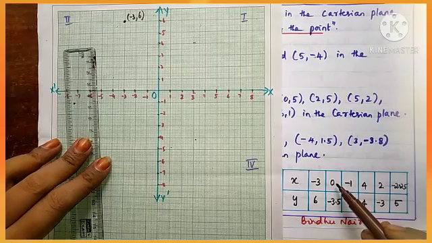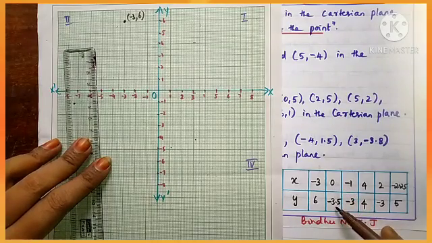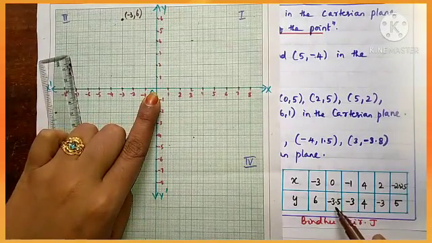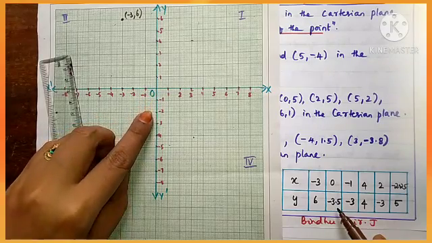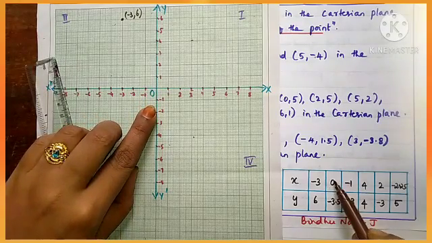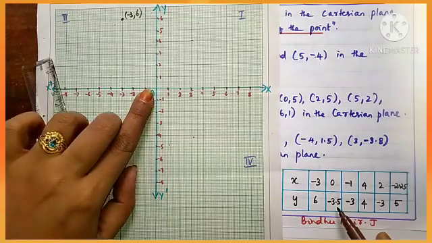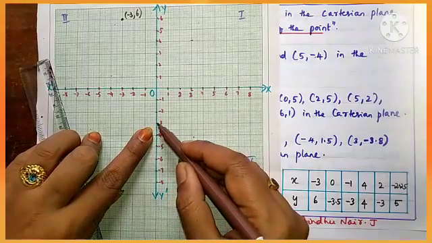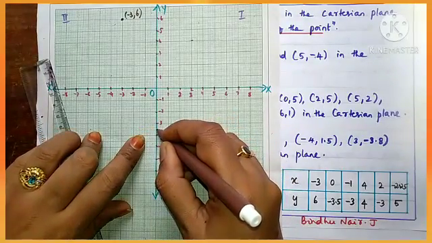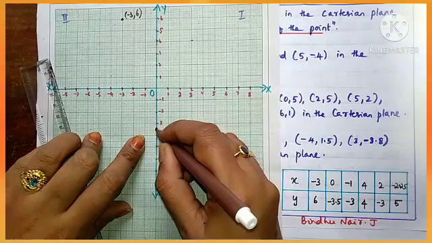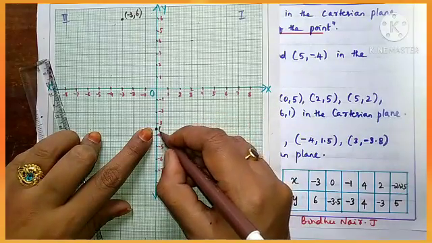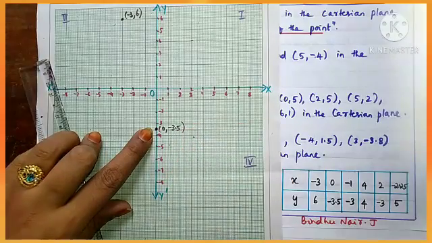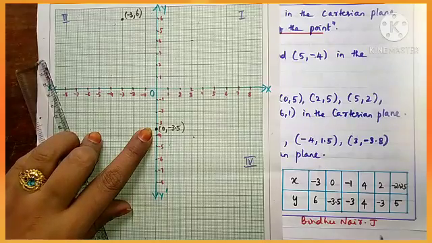Now the second pair. What is the second pair? X 0 and y is minus 3.5. X 0 means it is on the origin line and y minus 3.5, negative value. So when x is 0 and y is a coordinate, it will always lie on the y axis. So where is y minus 3.5? Here, in between minus 3 and minus 4, the middle line. So because x is 0, you want to plot the point on the y axis and you want to write there x is 0 and y is minus 3.5. Yes children, understood?